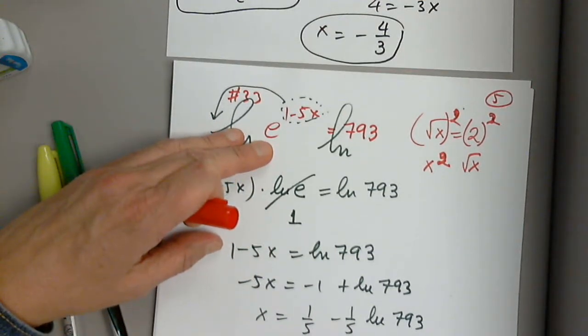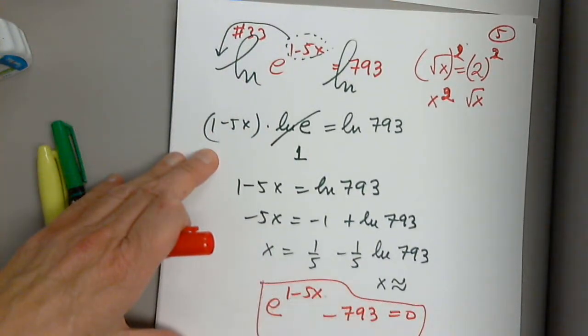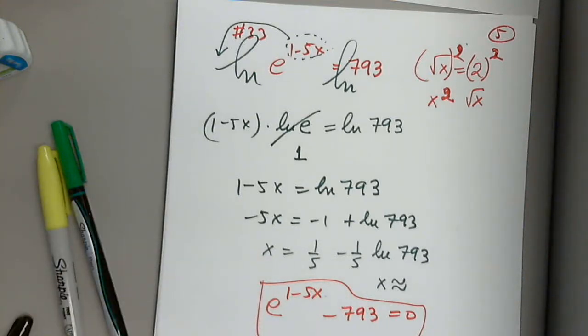I will check in e raised to 1 minus 5x minus 793 equals 0. After I get the approximation, I will put it in this equation. So let's do that. We have 1/5 or 0.2 minus 0.2 natural log 793. Close the parenthesis and press enter. So it's negative 1.14 approximately.